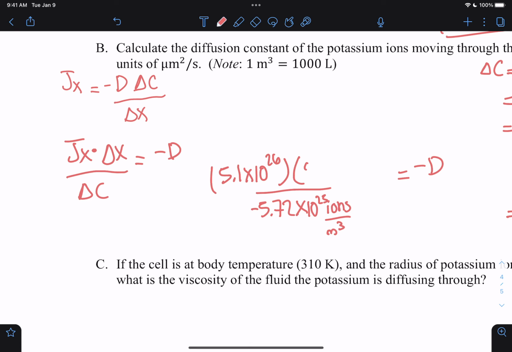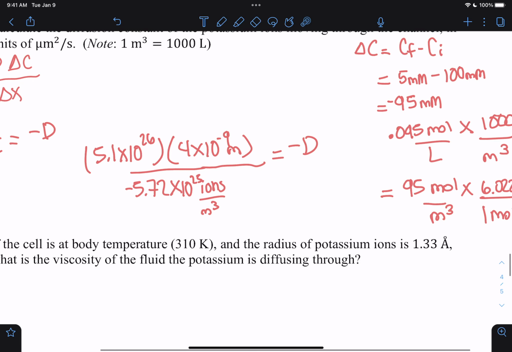So 4 nanometers is 4 times 10 to the negative 9 meters for our thickness of the membrane, the thickness of the channel. And so you can see here that our negatives will end up canceling out, right? And now we're just solving for D. So once you do all that, your diffusion constant, yeah, go ahead.